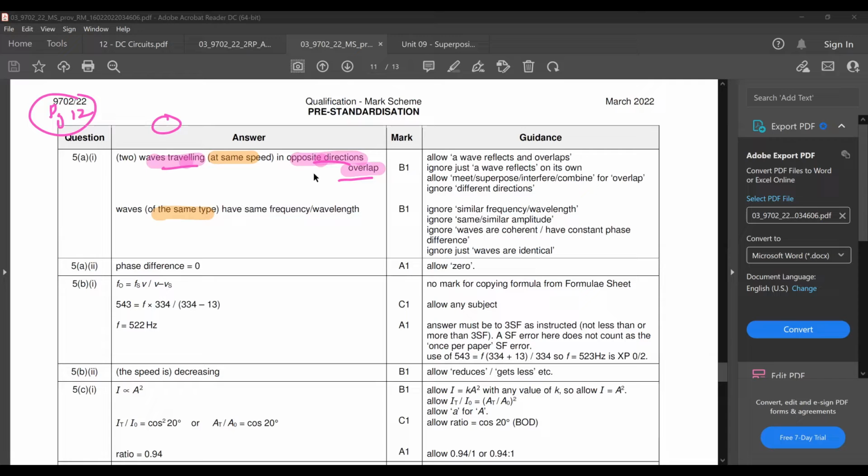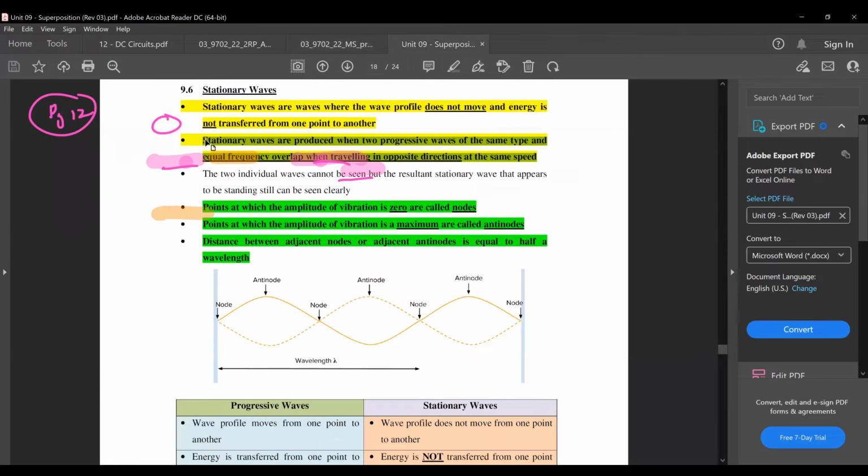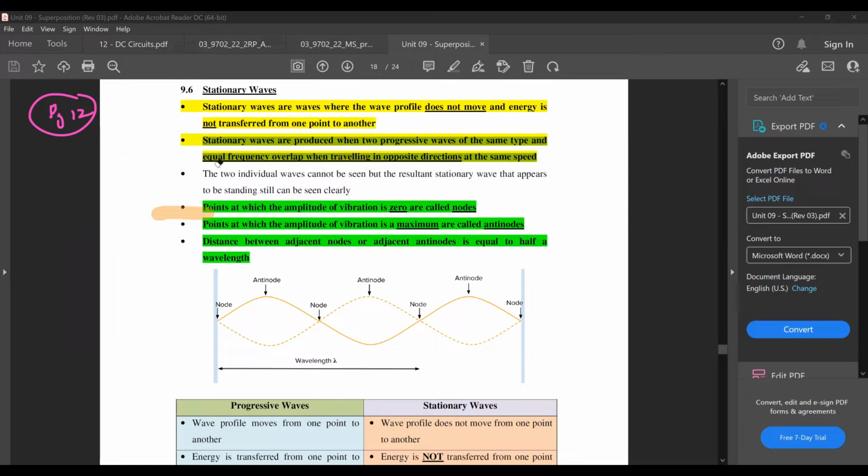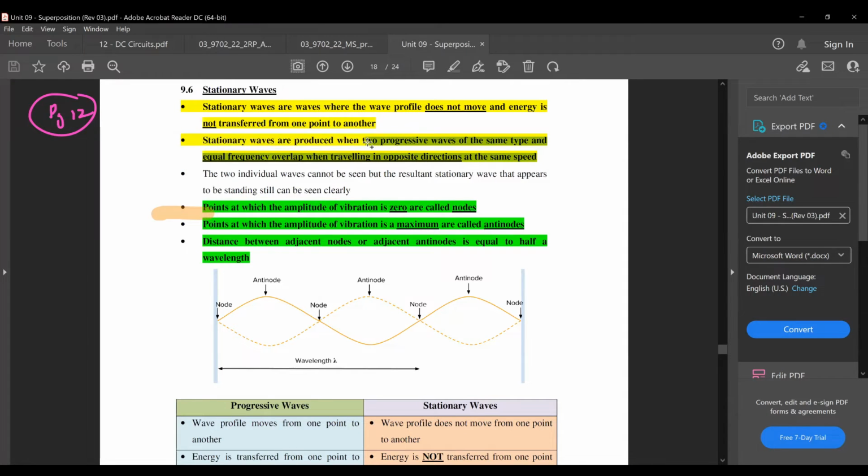So you can just memorize this definition from the notes. It will be applicable for any stationary wave formation questions. Stationary waves are produced when two progressive waves of the same type and equal frequency overlap when traveling in opposite directions at the same speed. Basically, the most important one was this underlined sentence here. You can copy it from your notes.